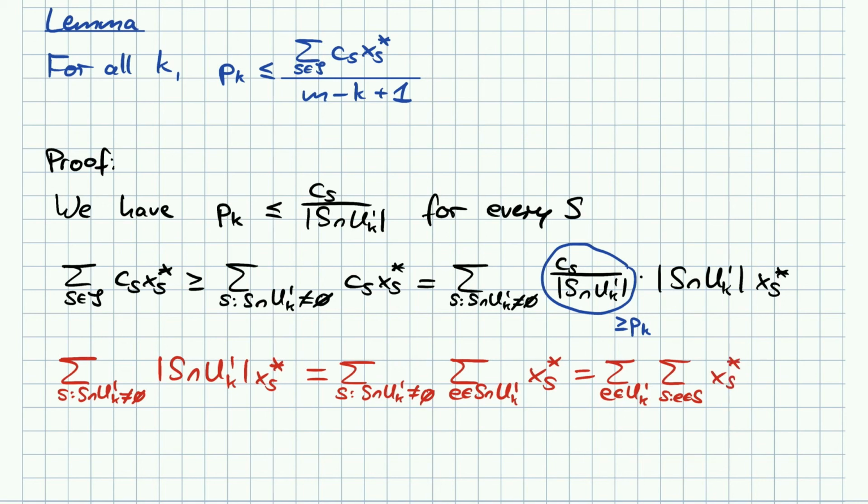And now, that's interesting what we're seeing here. We're seeing the sum over all elements in UK prime, and for each of the elements we see how these x_s star add up. But this here will always be at least 1, so this will all together be at least the cardinality of UK prime. So if we combine this, then let me now continue in black for where we are here. We'll immediately see that this is at least pk times the cardinality of UK prime.